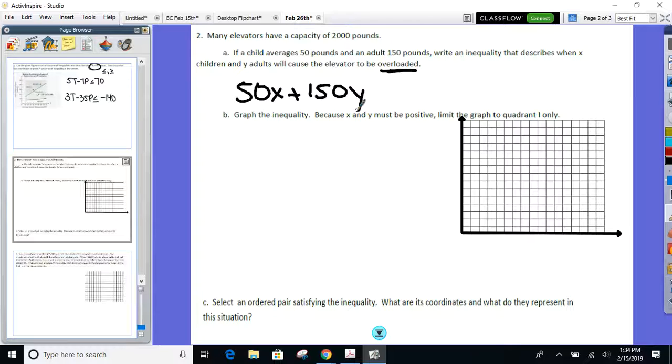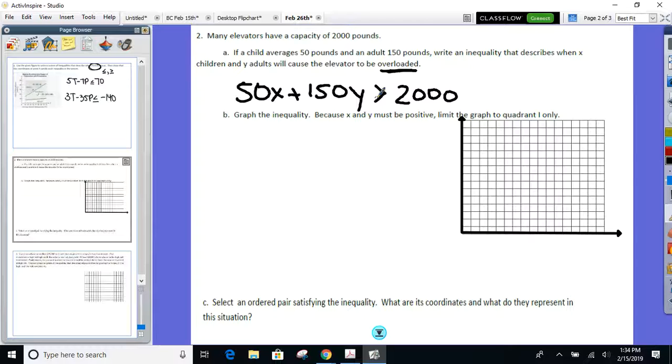What should my symbol be if it overloads after 2,000? Greater than. Should I throw the "or equal to" in there? No, because it's at 2,000. If it was equal to 2,000, it'd be all right. So you came up with the inequality. That's the first step. The second one, let's graph it now.